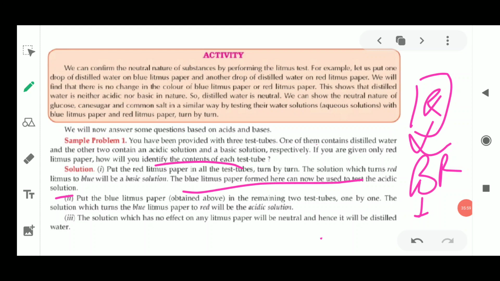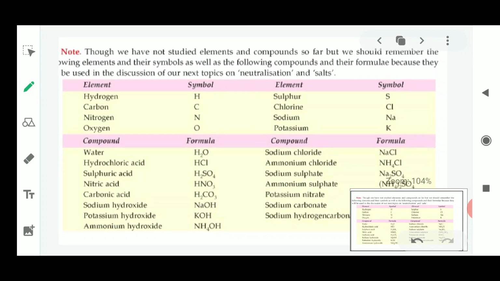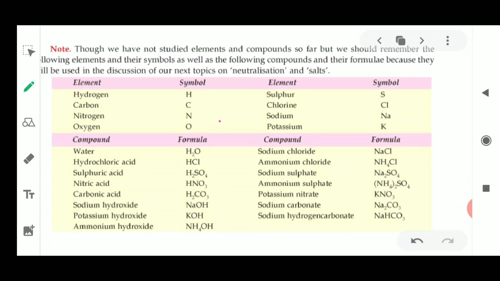So the test tube in which the litmus changes from blue to red has acid in it. If you dip this blue litmus paper in the neutral solution, it is going to show no color change, meaning that will be the neutral substance, and the other one will be the basic substance. This is how you test for the presence of acid, base and neutral substance in the three test tubes which are given. Okay, next we have to know about this table which is given here.